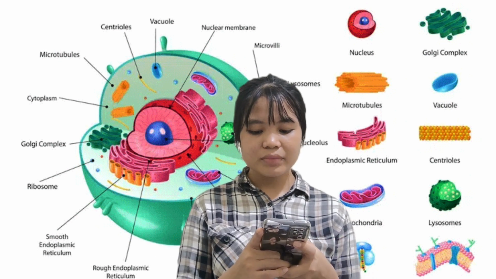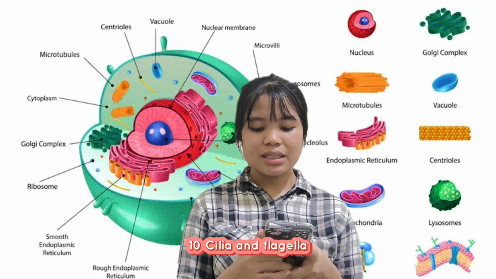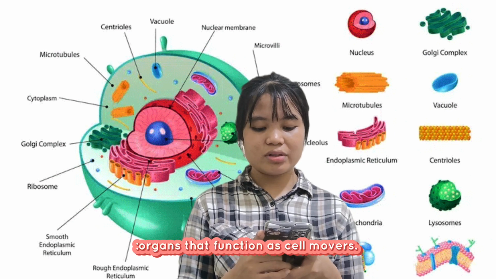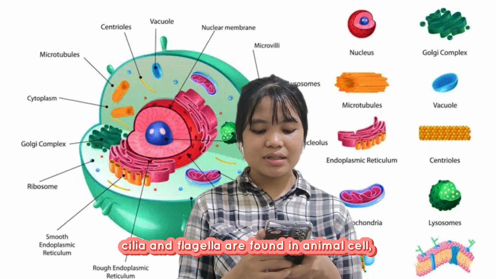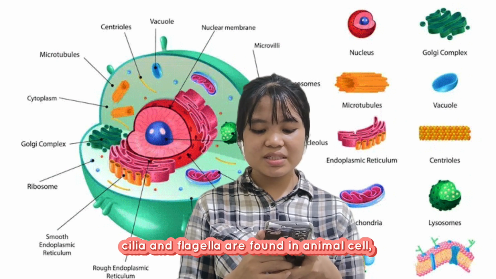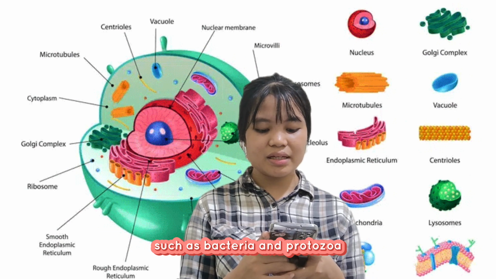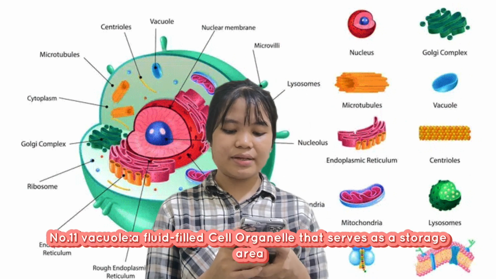Number 10, cilia and flagella, organelles that function as hair movers. Cilia and flagella are found in animal cells such as bacteria and protozoa. Number 11.